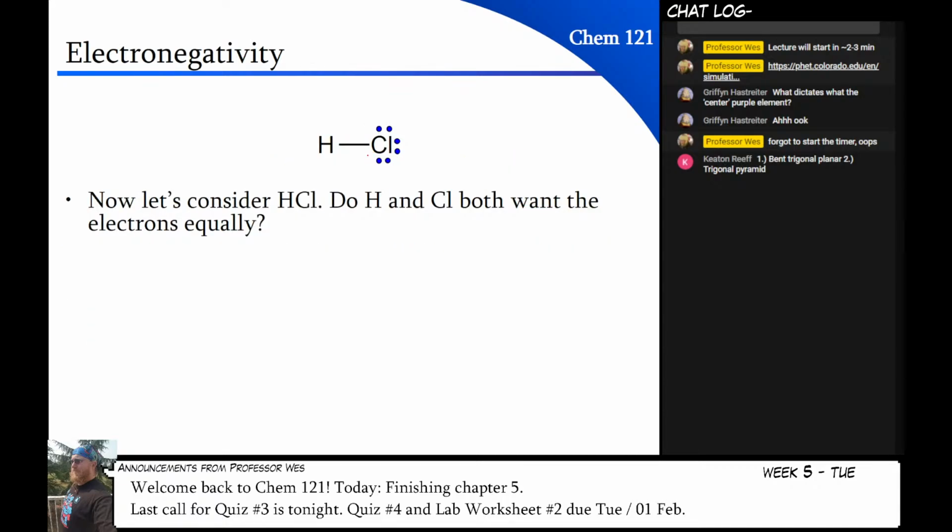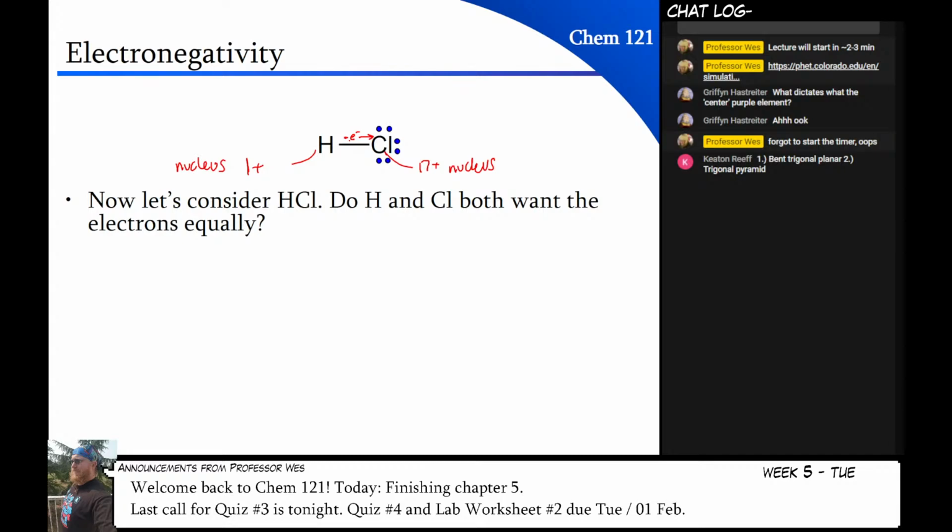But what if I do this? Do chlorine and hydrogen want the electrons the same? Well, I know that chlorine has 17 protons in its nucleus, and hydrogen has 1. Who's going to pull harder on my electrons, 17 protons or 1 proton? And the answer should be pretty obvious. My electrons are going to get pulled in this direction more than they're going to get pulled in this direction. They're going to get pulled a little bit to the left, so they're not going to completely get transferred.